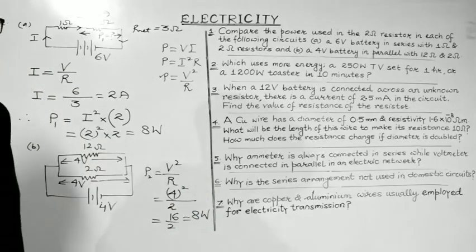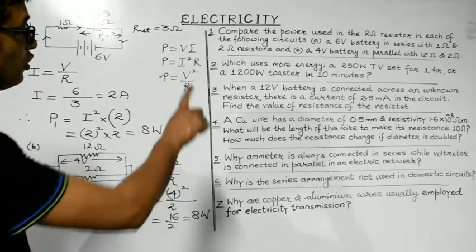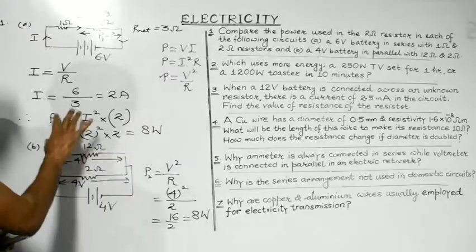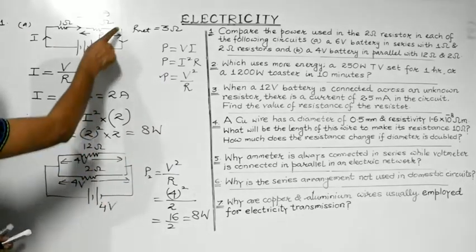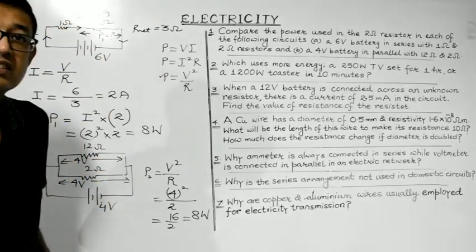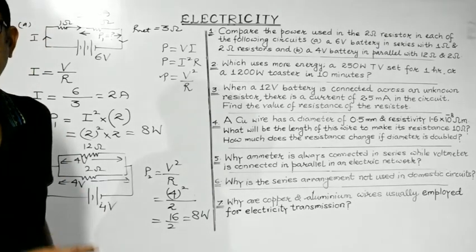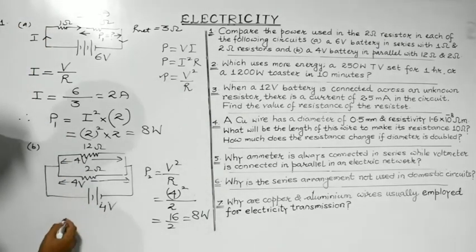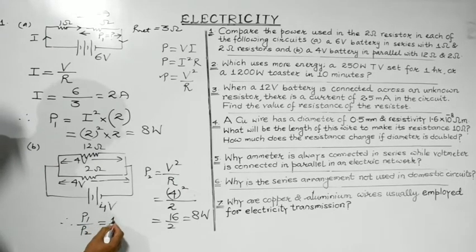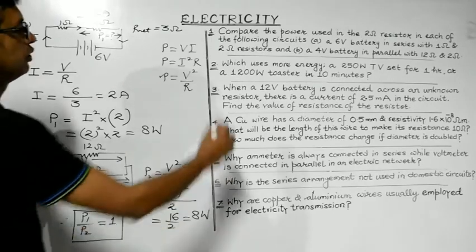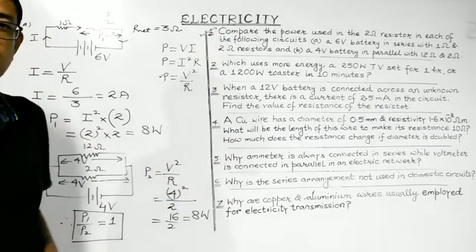Am I clear, students? So we need to compare. So the ratio of the power output across the two ohm resistor in both the cases is same. That is, ratio would be 1:1. Therefore, P1 divided by P2, it would be equal to 1. Each being equal to 8 watt. So, this is the solution of the first question.